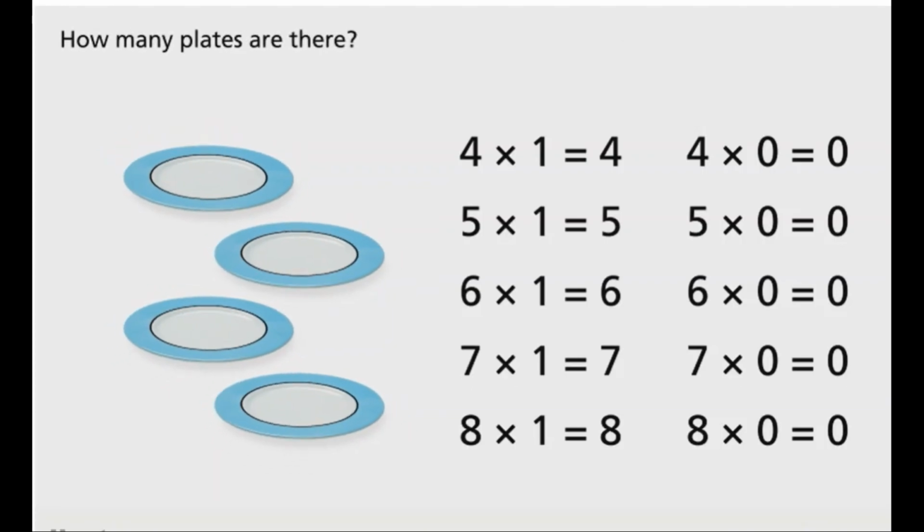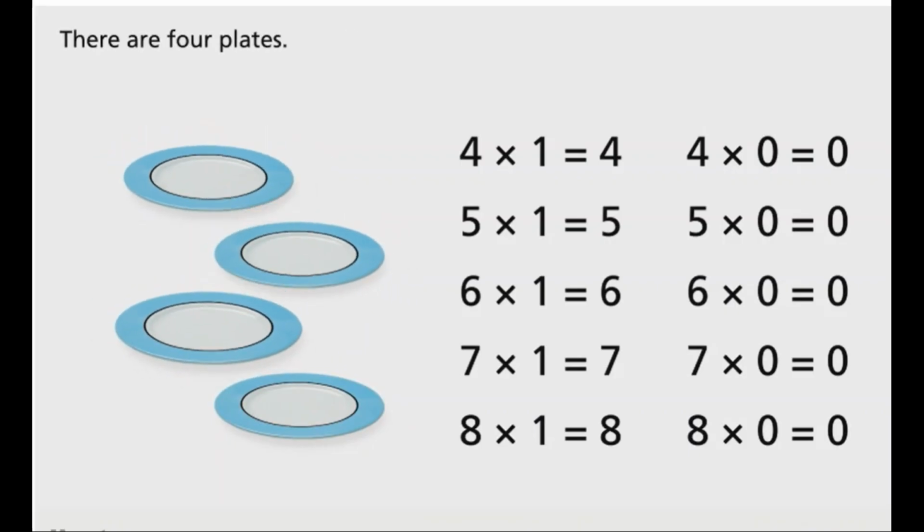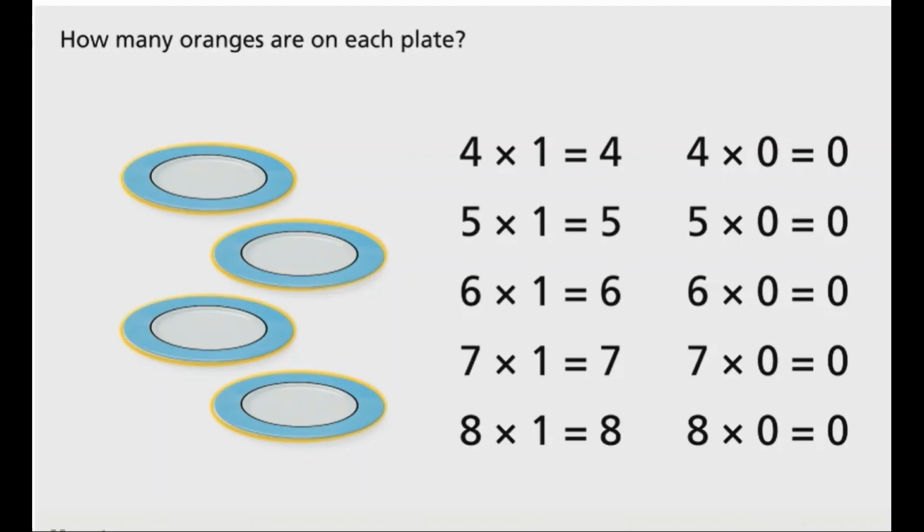How many plates are there? There are 4 plates. How many oranges are on each plate? There are 0 oranges on each plate. If 4 times 0 equals 0, then 0 times 4 equals 0.